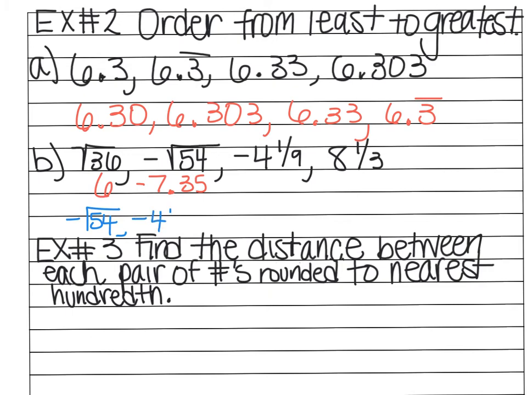And then, of course, my negative 4 and 1/9. After that, you're looking at the square root of 36, which is 6, and 8 and a third. So we know that the square root of 36 comes first, and then the 8 and 1/3. So that is your order from least to greatest.